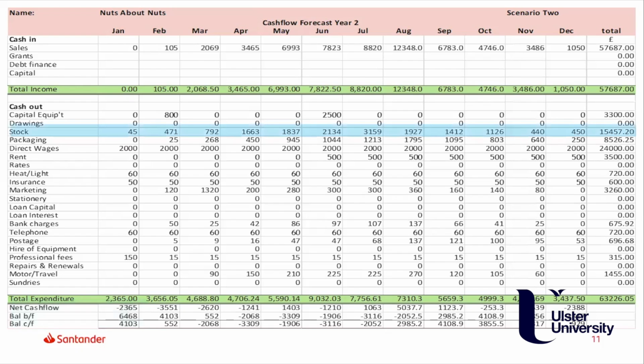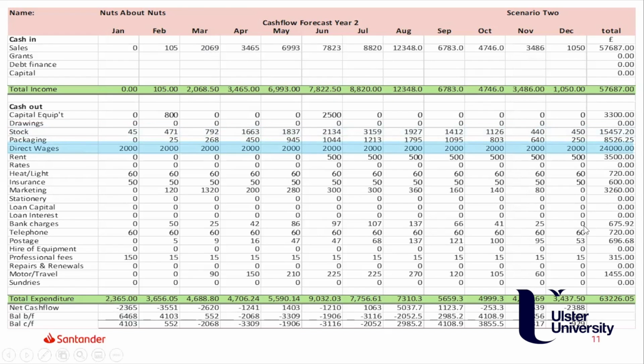We can also see that Sam is thinking carefully about her stock. So the stock figures here suggest that she is buying in stock before she's making the sales. So the stock purchases in February are going to generate the sales that she makes in March, and so on. So she's thinking logically in terms of when that money is flowing out and flowing back into the business.